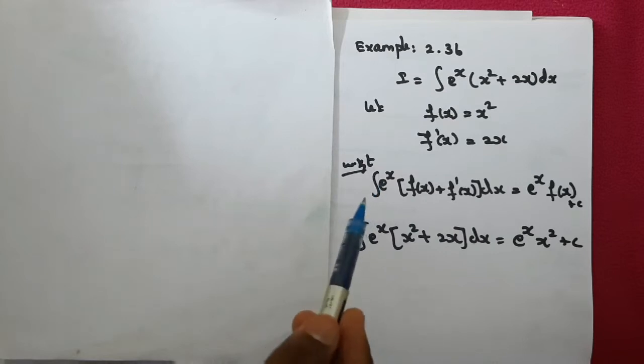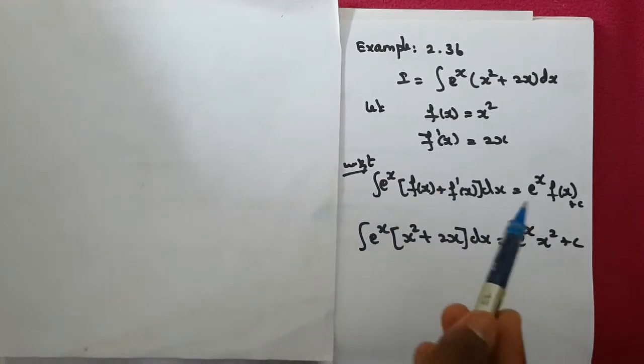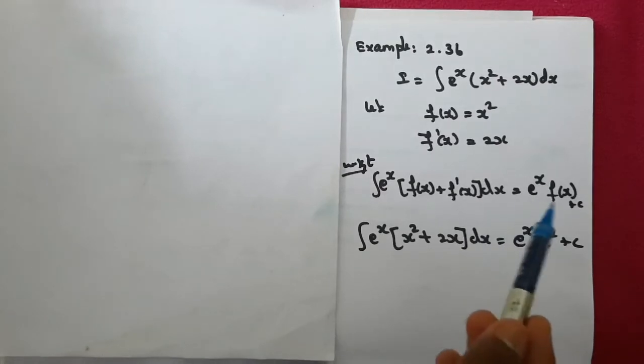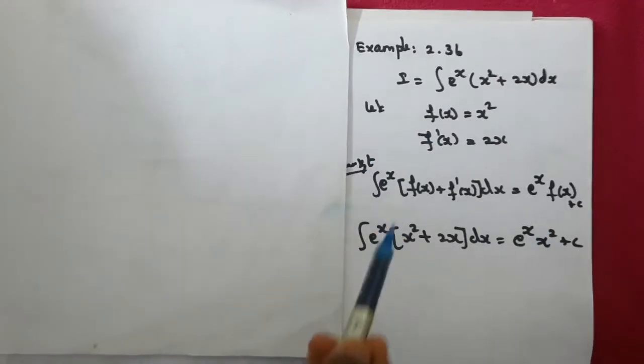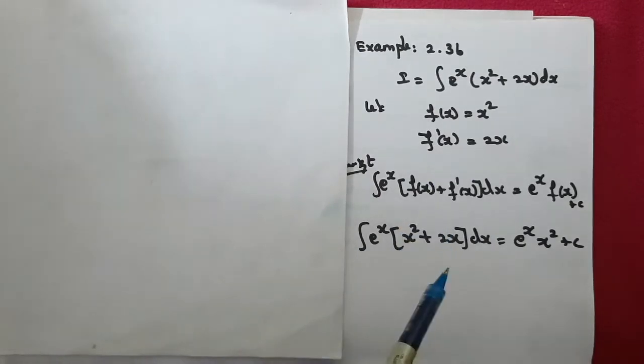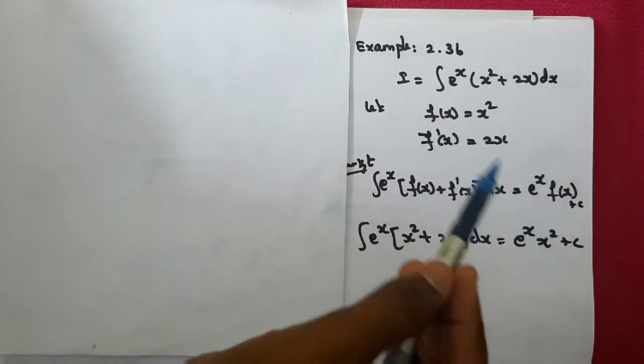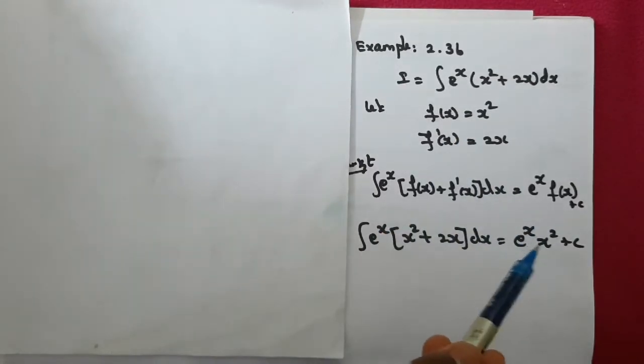So I write the formula: integral e power x of f of x plus f dash of x into dx will be equal to e power x into f of x plus c. So e power x into f of x, the answer is x square, plus f dash of x, the answer is 2x, into dx equal to e power x into f of x. What is f of x? x square. So that I write here, plus c.